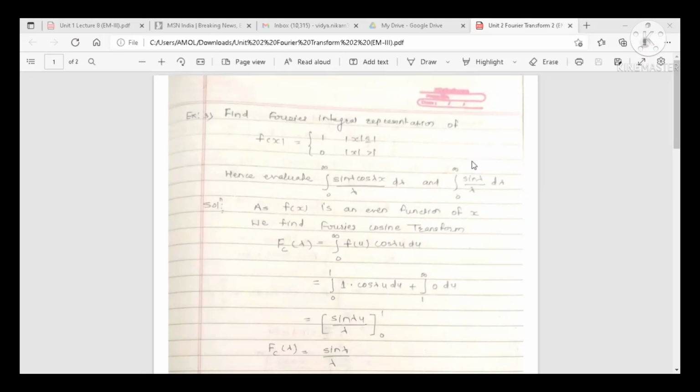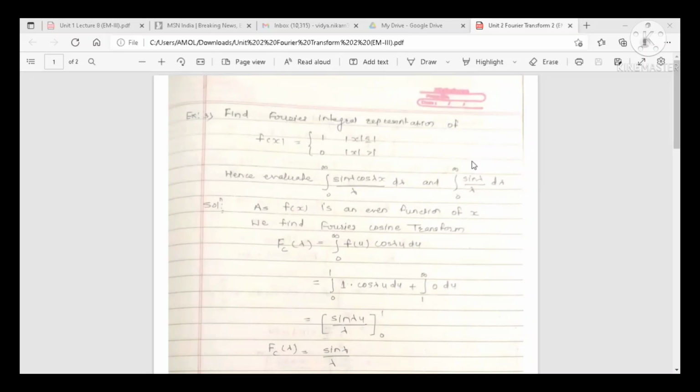In the last lecture we had started the second unit, and the first topic in the second unit is the Fourier transform. Now the next example, a new example, is here.